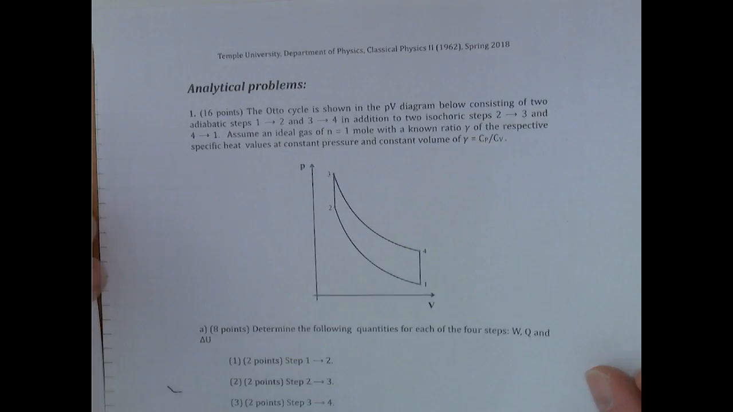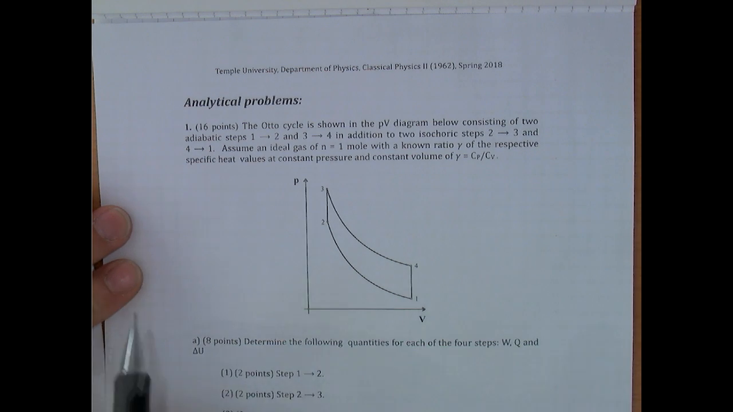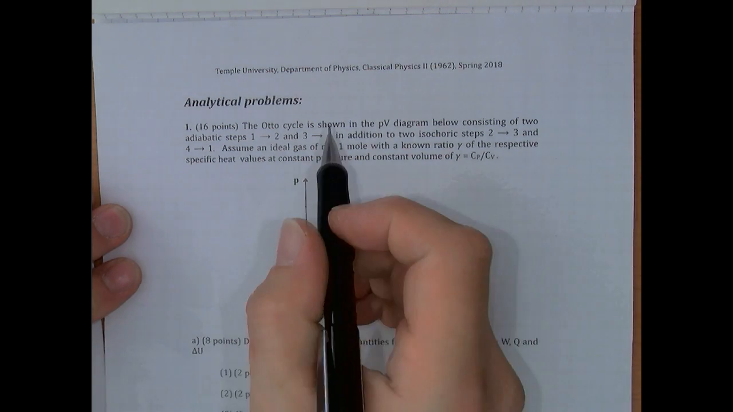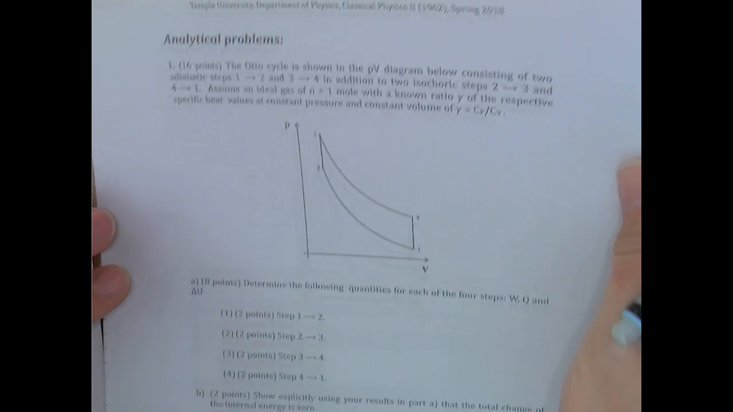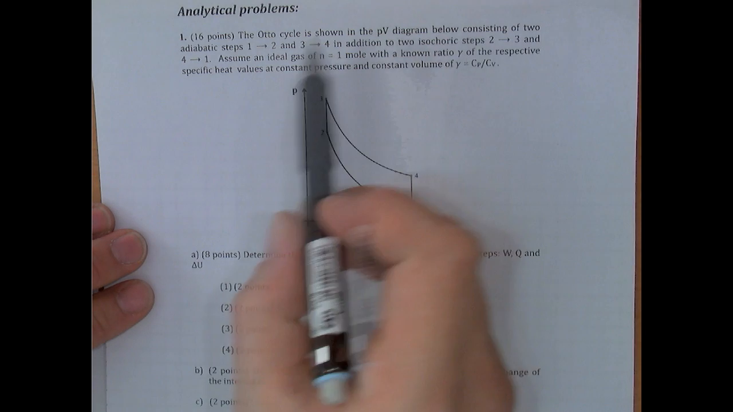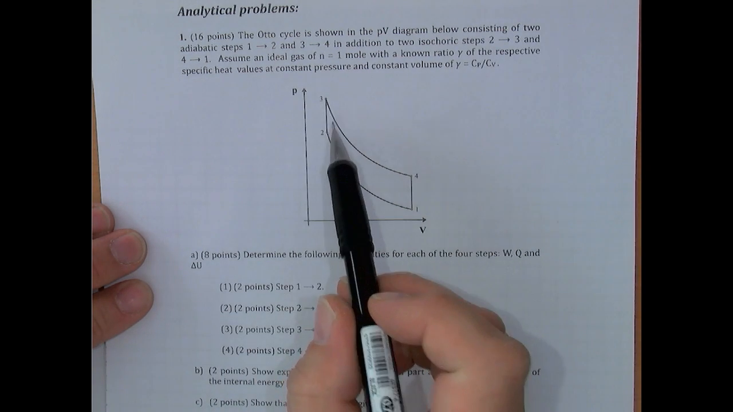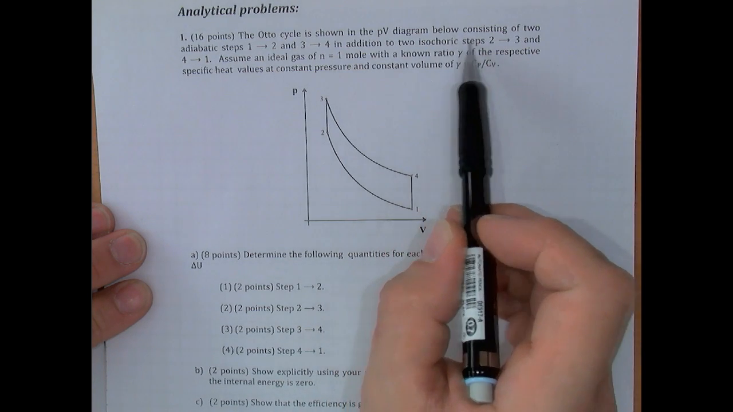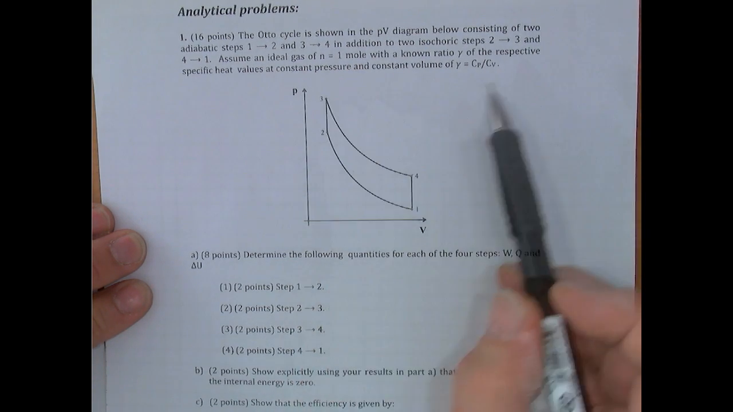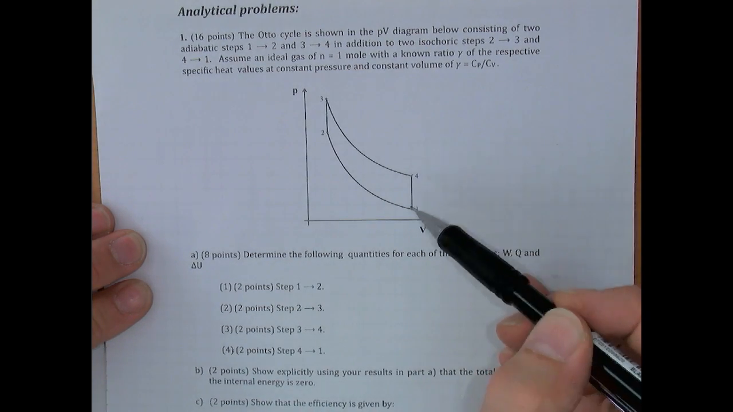Okay, so let's first go through the thermodynamics problem, a thermodynamic cycle, very famous problem, the regular gas engine. The Otto cycle is shown in the PV diagram below, consisting of two adiabatic steps from 1 to 2 and from 3 to 4, in addition to two isochoric steps from 2 to 3, and then back from 4 back to 1.